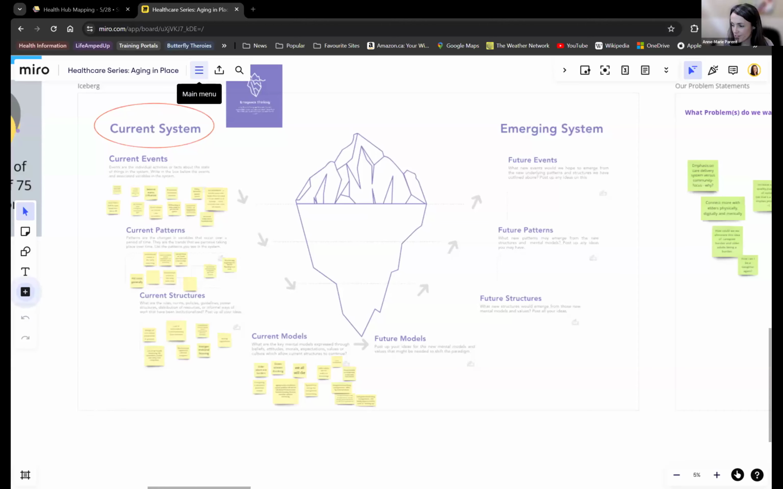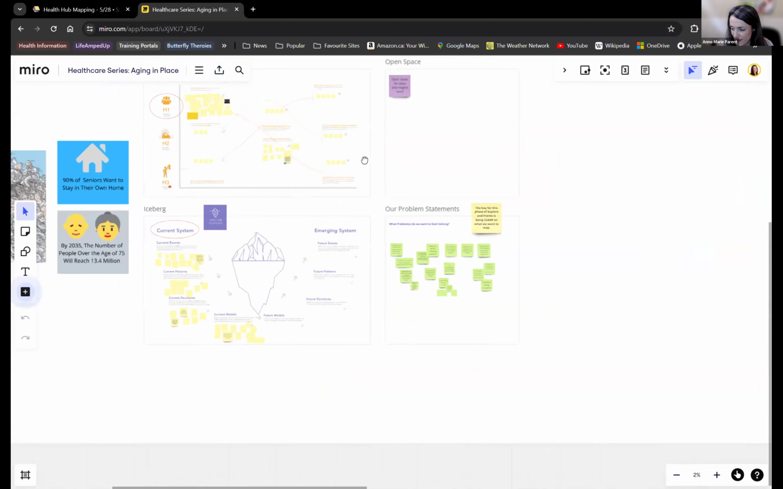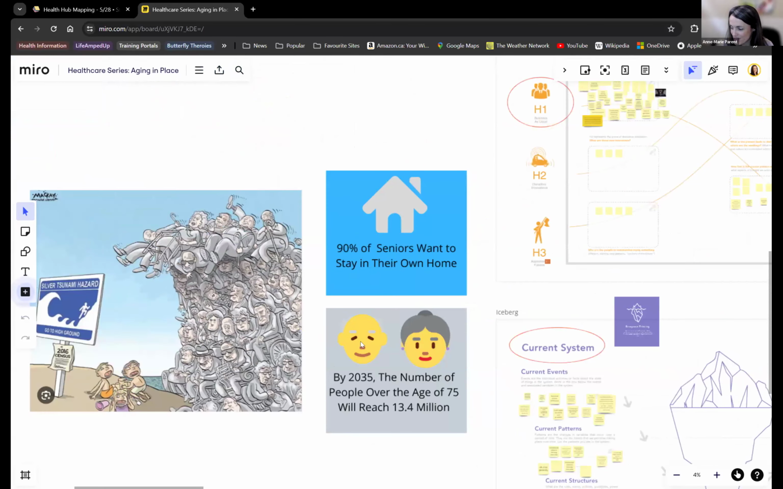And I think, Paloma, the first screen that I'm sharing is the Miro, where Kyla in the first session was framing a bit of the problem: the tsunami of aging people, 90% of seniors wanting to stay in their homes, and a growing number of people over the age of 75 in the US, who will reach a certain amount of people.